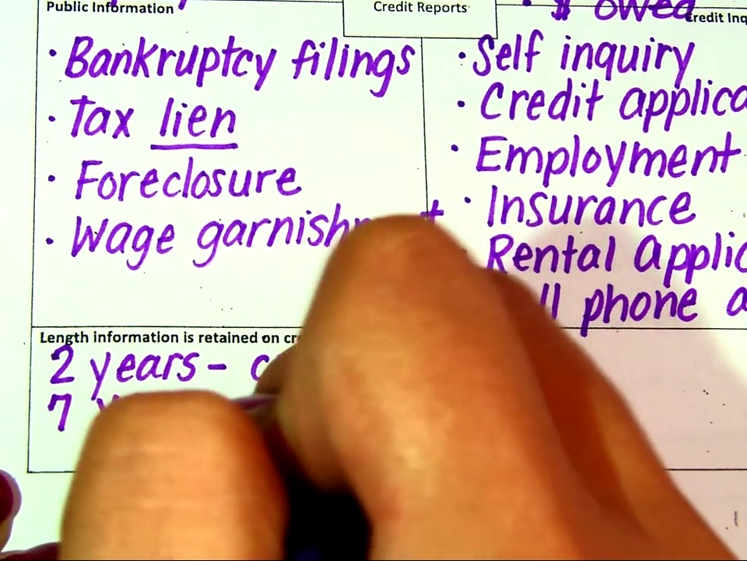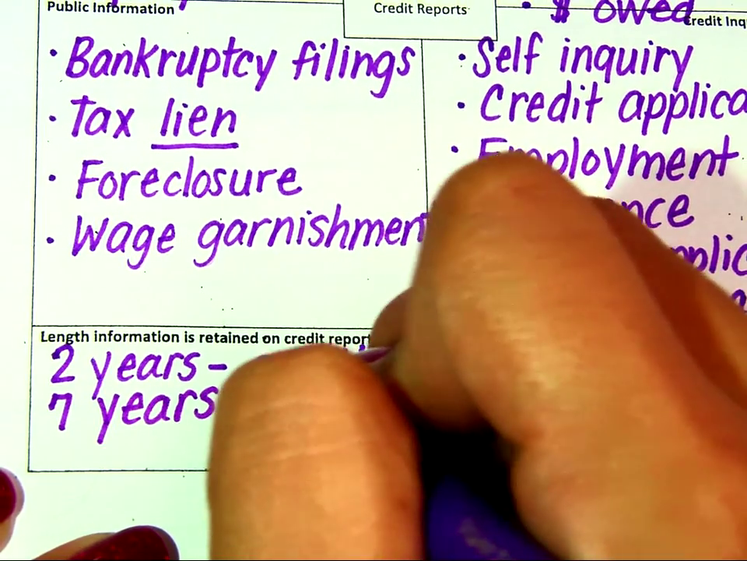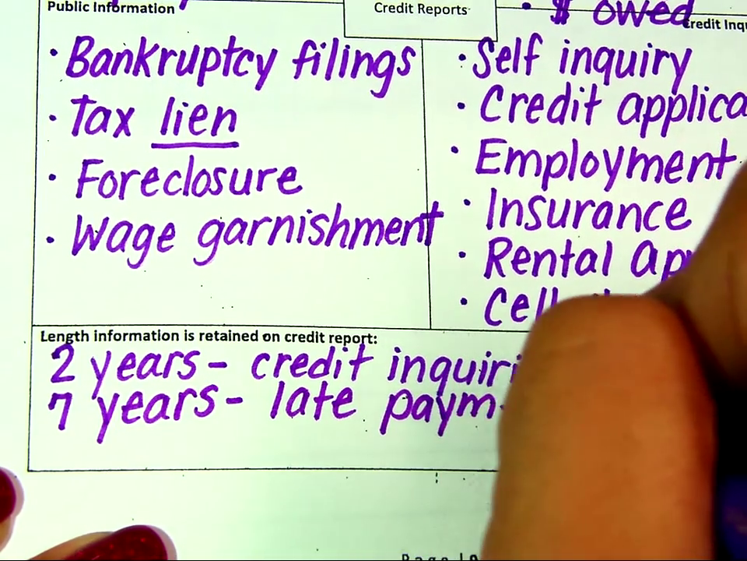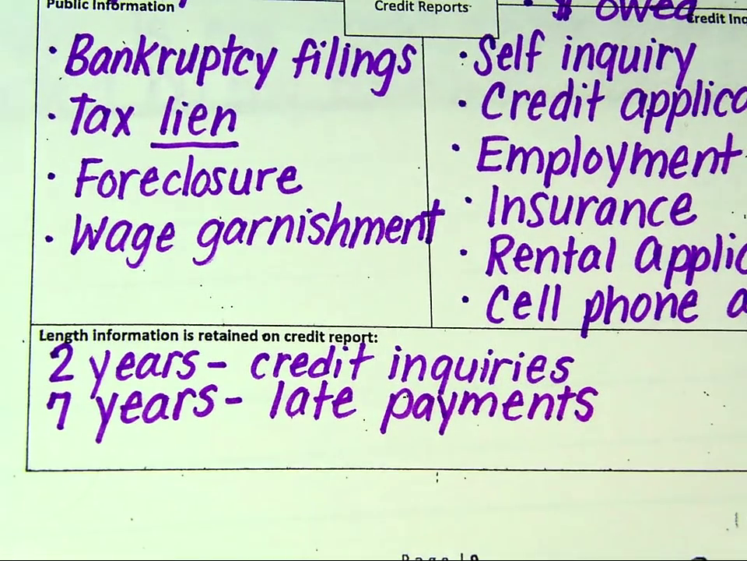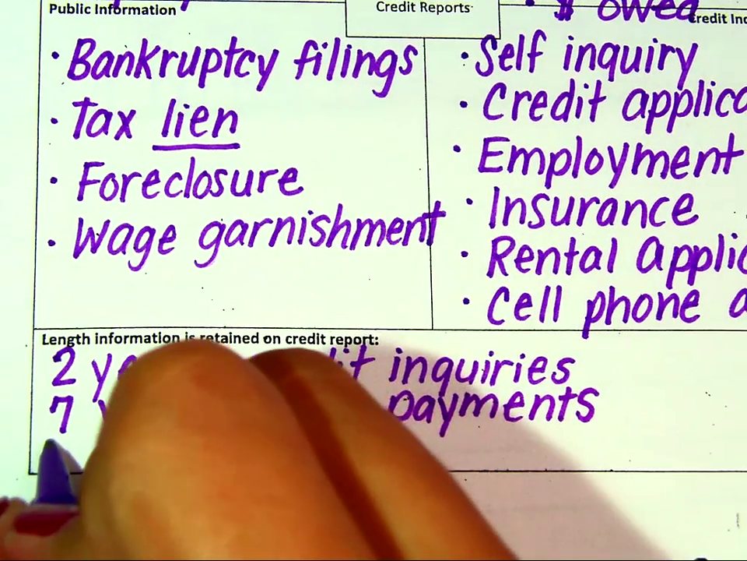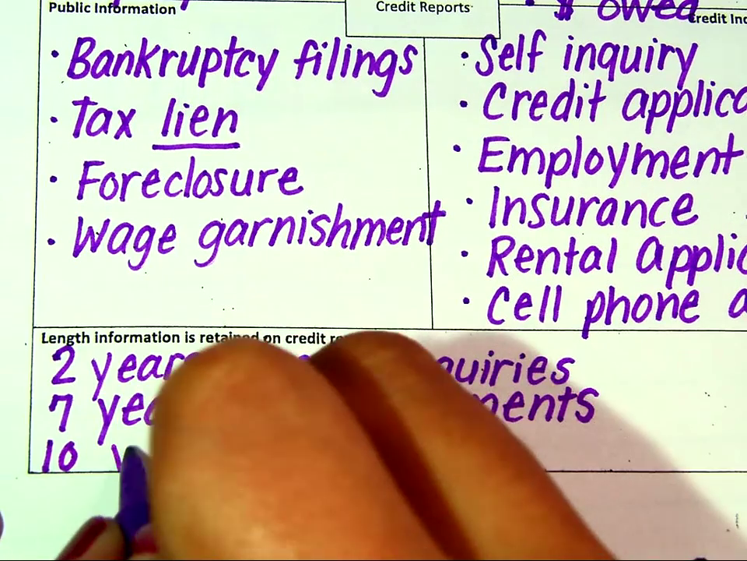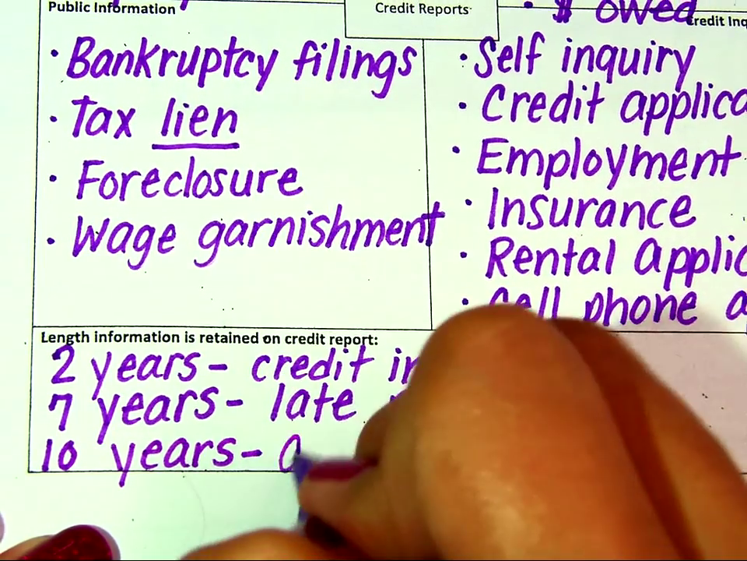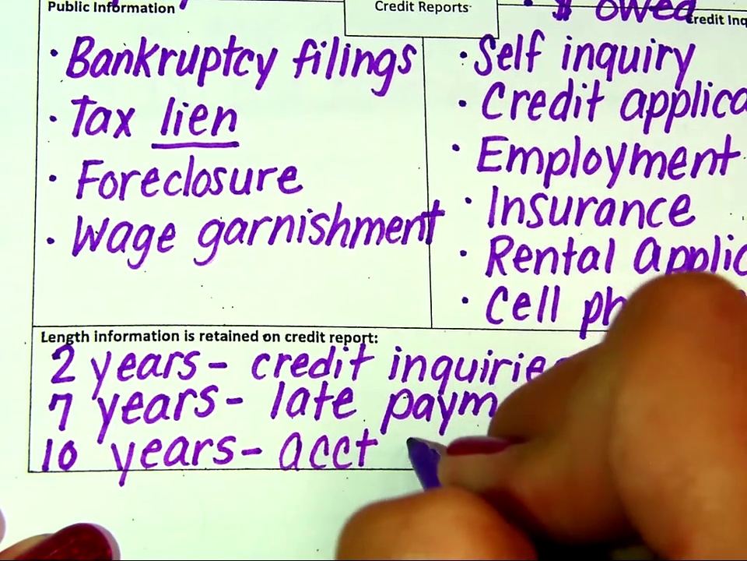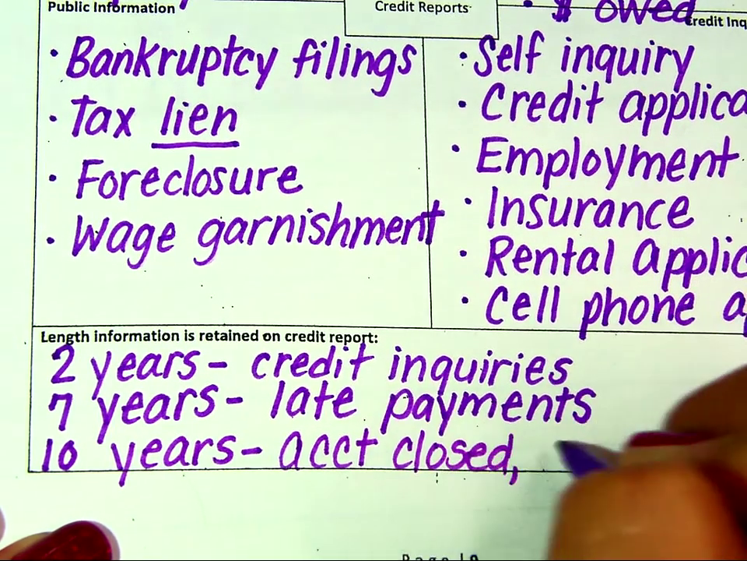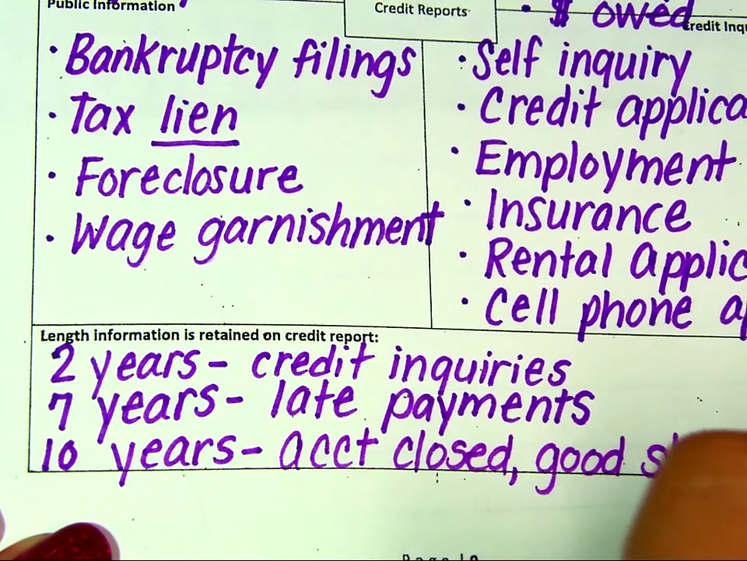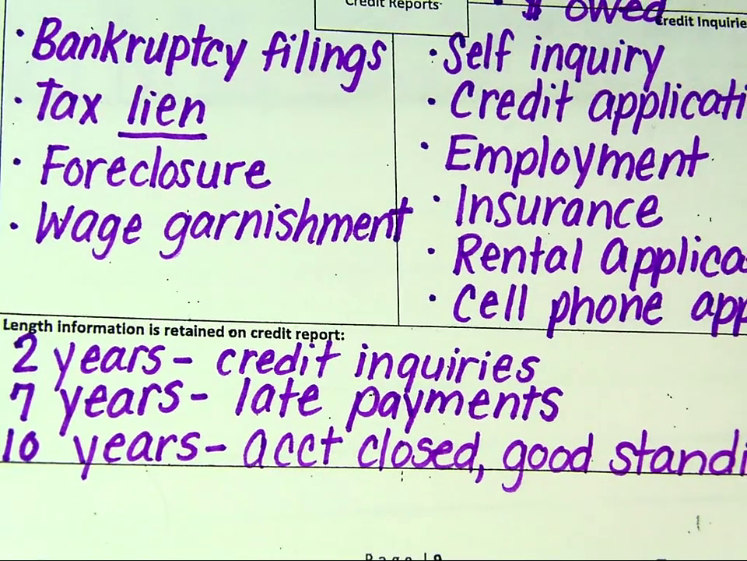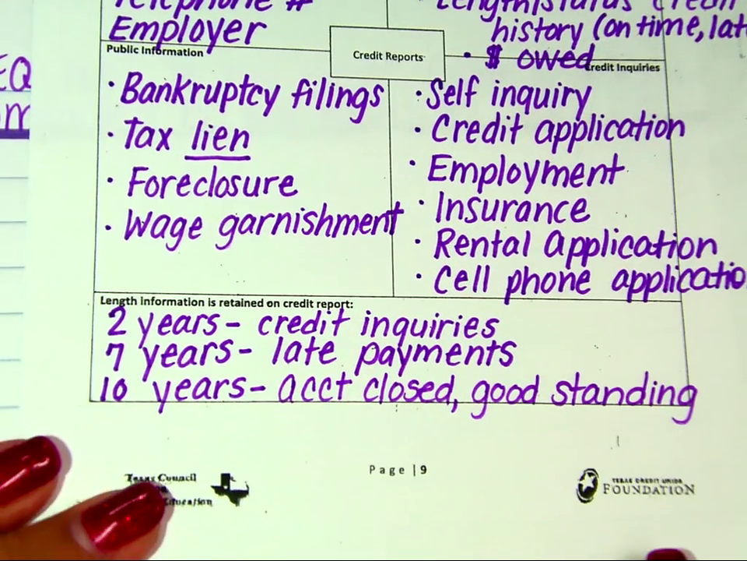Late payments will stay on your account for 7 years. Or not on your account, but will stay on your credit report for 7 years. So that's a long time. Okay. Look at this. 10 years. Things like if you have an account that is closed but it's in good standing, that will be listed on your credit report for 10 years. That way, creditors see that you are credit worthy.